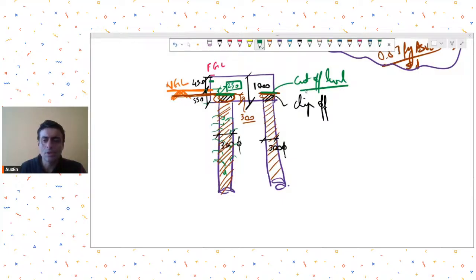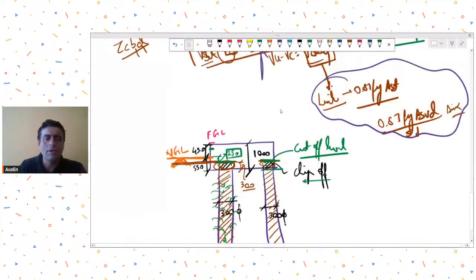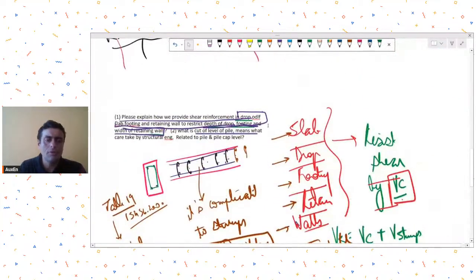Once we do this concreting, and once the concrete has hardened, then we will break this, and this is called the chip off level. Is it clear? So this is the meaning of cutoff level in pile and chip off level or chip off length.